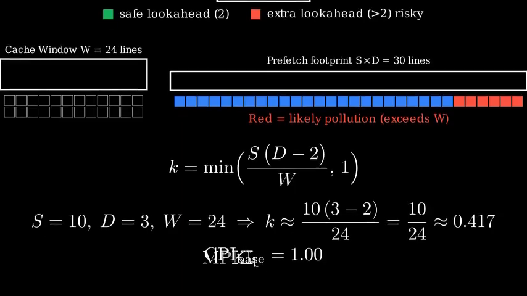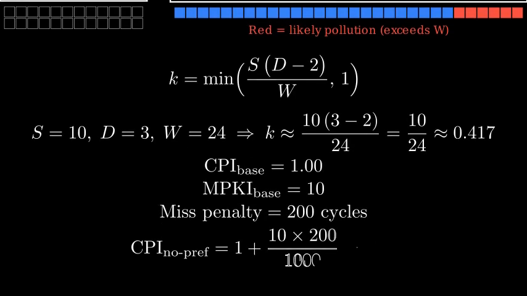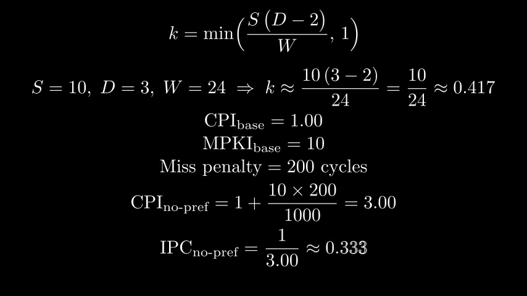Now, let us quantify IPC loss when prefetch accuracy is less than 50%. Accuracy is the fraction of issued prefetches that become timely uses. We connect this to performance using a simple miss-based CPI model. Assume base CPI equals 1. Assume baseline demand misses are 10 misses per 1,000 instructions. Assume a miss penalty of 200 cycles. Then baseline CPI is 1 plus 10 times 200 divided by 1,000, which is 3. So baseline IPC is 1 over 3, about 0.33.